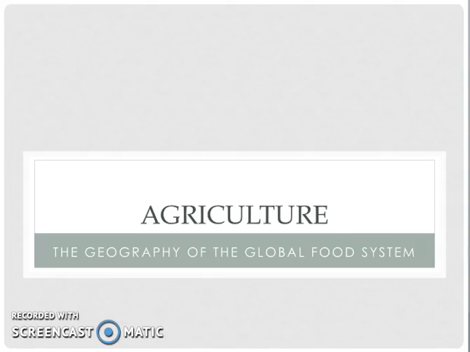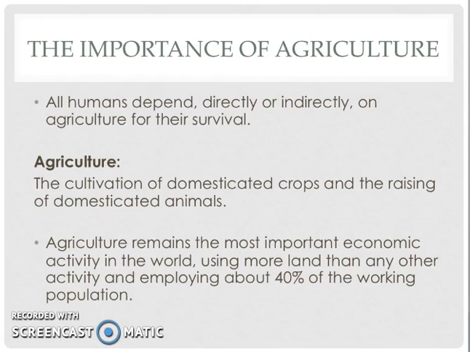Okay, so to look at agriculture and the geography of the global food system. Obviously, the importance of agriculture is immense. All humans depend, directly or indirectly, on agriculture for their survival. We can think of it as the cultivation of domesticated crops and the raising of domesticated animals. Agriculture remains the most important economic activity in the world, using more land than any other activity and employing about 40% of the working population globally.